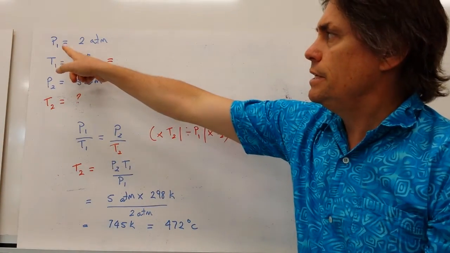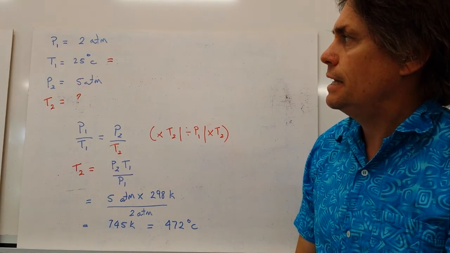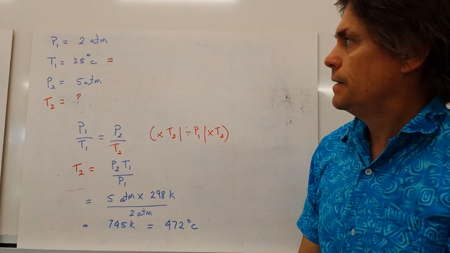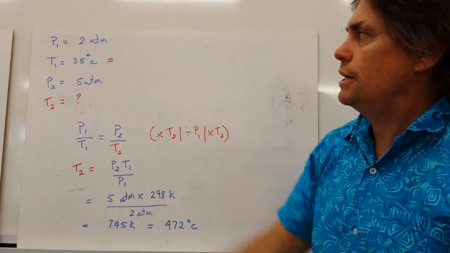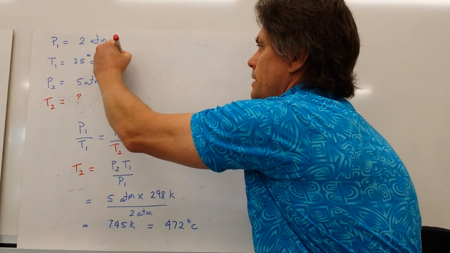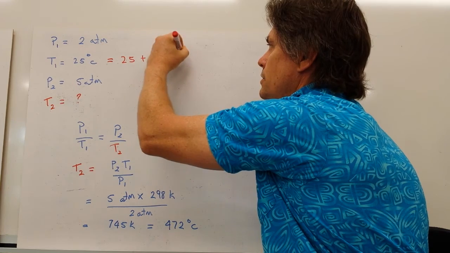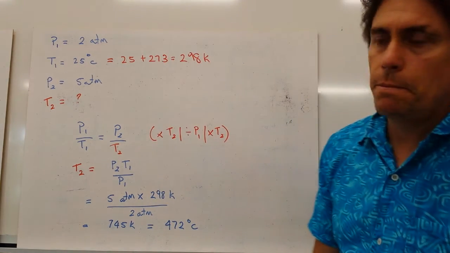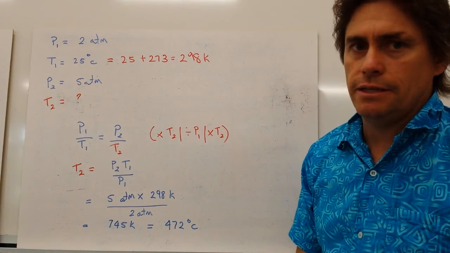Let's say we start with an initial pressure of 2 atmospheres, and that gas held in a container has an initial temperature of 25 degrees centigrade. The first thing we need to do is convert that temperature to Kelvin. So to do that, we get the 25 plus 273, which gives us 298 Kelvin. We're also told that our final pressure is 5 atmospheres.